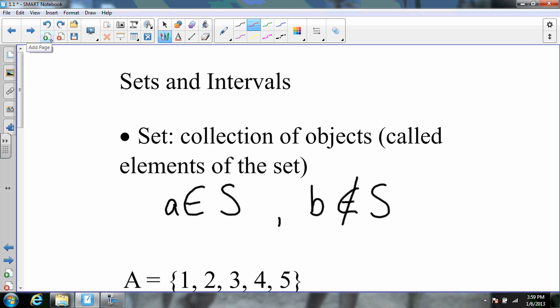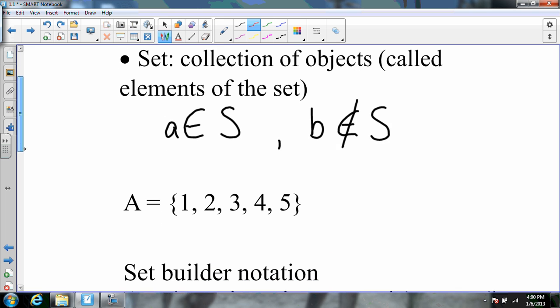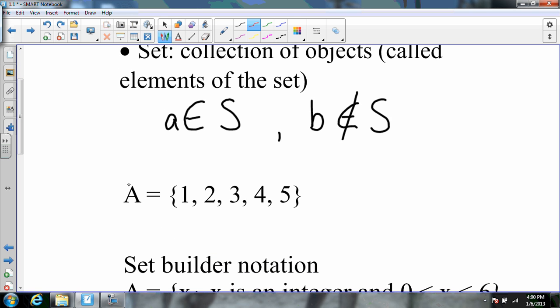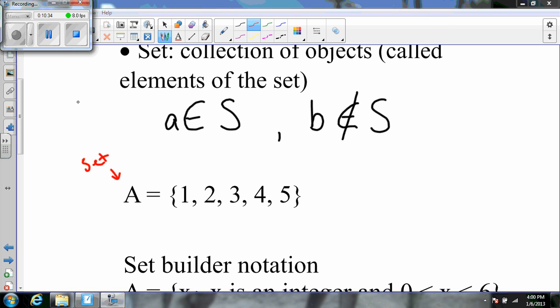So we are going to begin using sets and intervals. A set is a collection of objects, and those objects are called elements of the set. So we use a notation such as A is an element of set S, or B is not an element of set S. So perhaps we have the set A. It's labeled set A, and it contains the numbers 1, 2, 3, 4, 5.